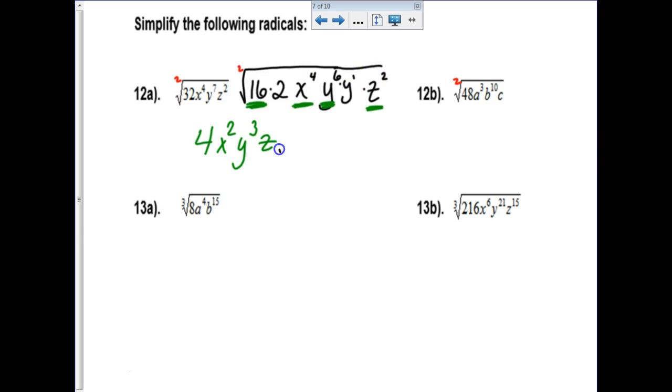So now you have to tell me who's left in the radical. So the 2 is still there, and this other extra y is still there. There we go. That's what I need to see.